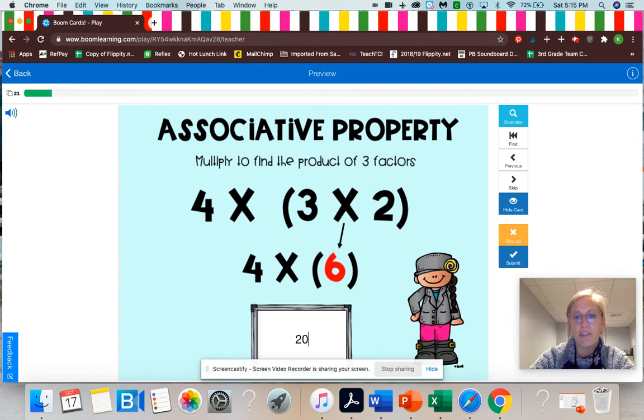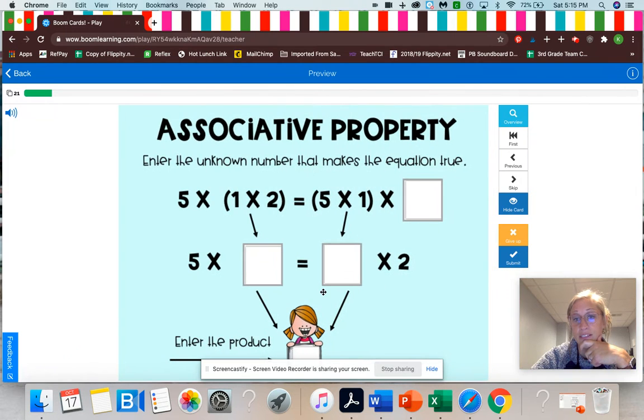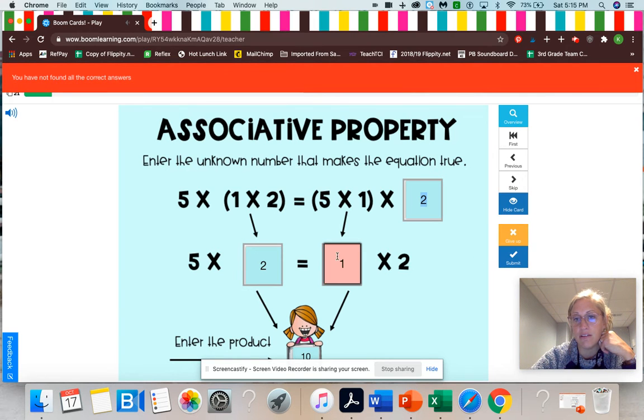Now I show them that when they get it wrong, it's going to give a red box. I also show them that it's going to ask them the bigger equation too, to know how to put in all the answers correctly. If they put in one answer incorrectly, it will show them that. See, one of them is a red box, so I won't let them move on. So we go through some Boom card practice.